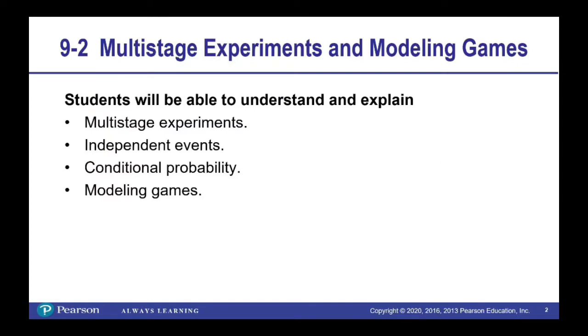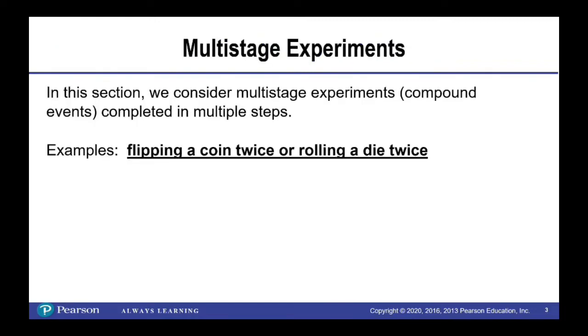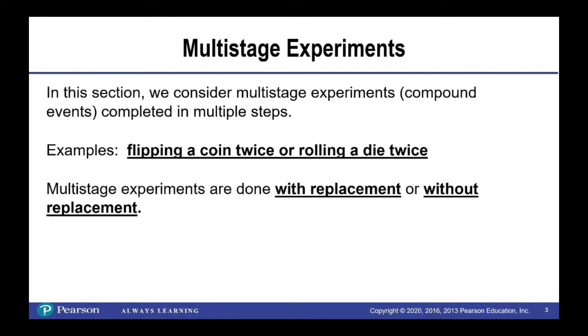In this section, section 9.2, we're going to focus on multi-stage experiments and independent events, as well as conditional probability. So let's get started. We began by talking about multi-stage experiments. These are experiments that are completed in multiple steps, such as flipping a coin twice or rolling a die twice. Now, some multi-stage experiments are done with replacement and some are completed without replacement.